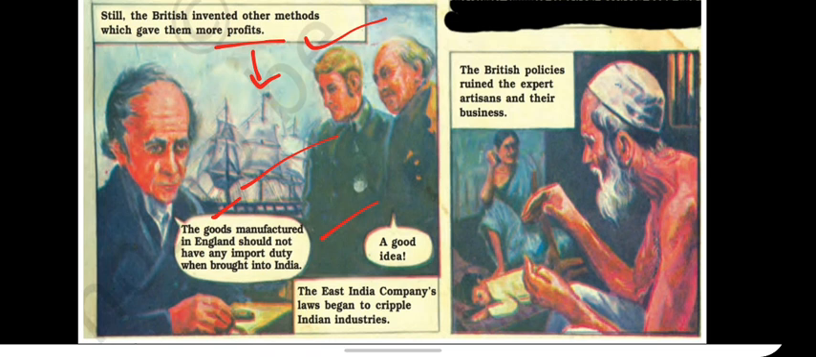British made this rule that if England is sending some items to India, they will not have to pay. They are English themselves. A good idea. Most of them agreed. The East India Company's loss began to cripple Indian industry. Now, because the East India Company came up with different laws and rules, it crippled Indian industry.